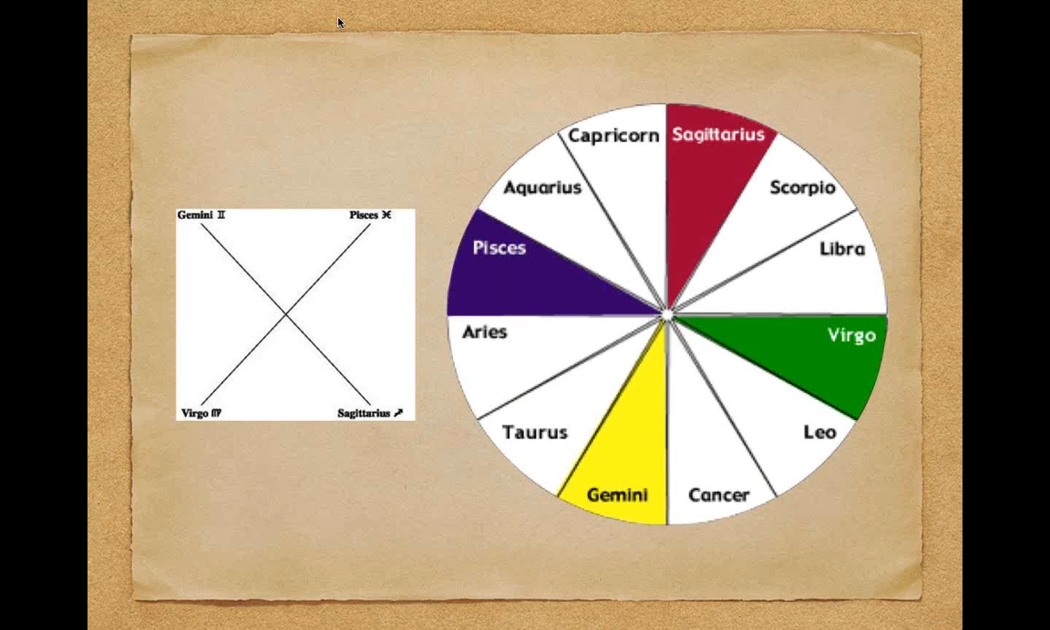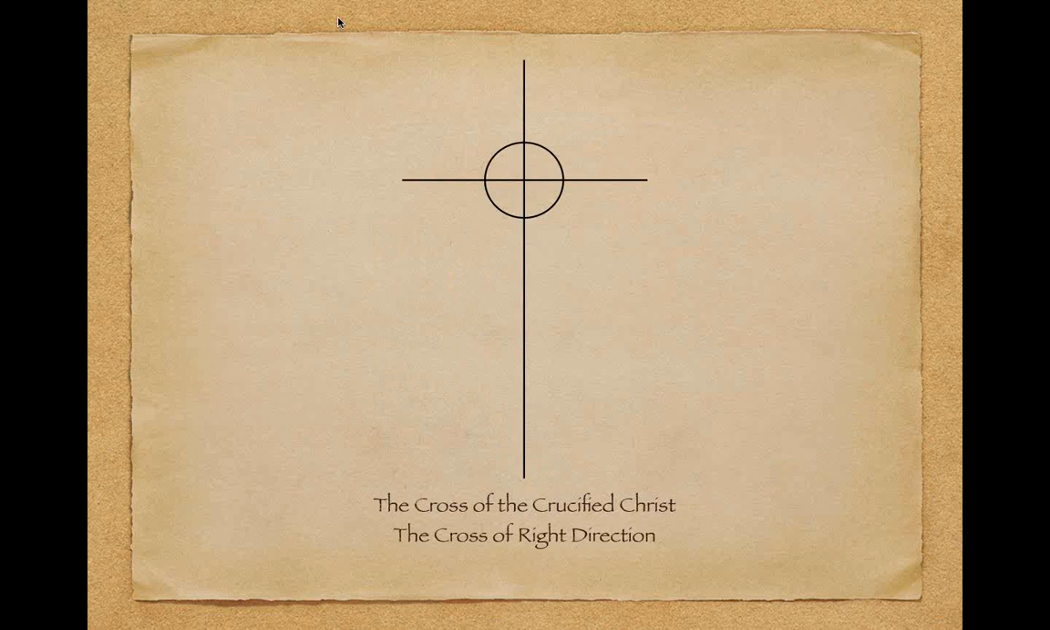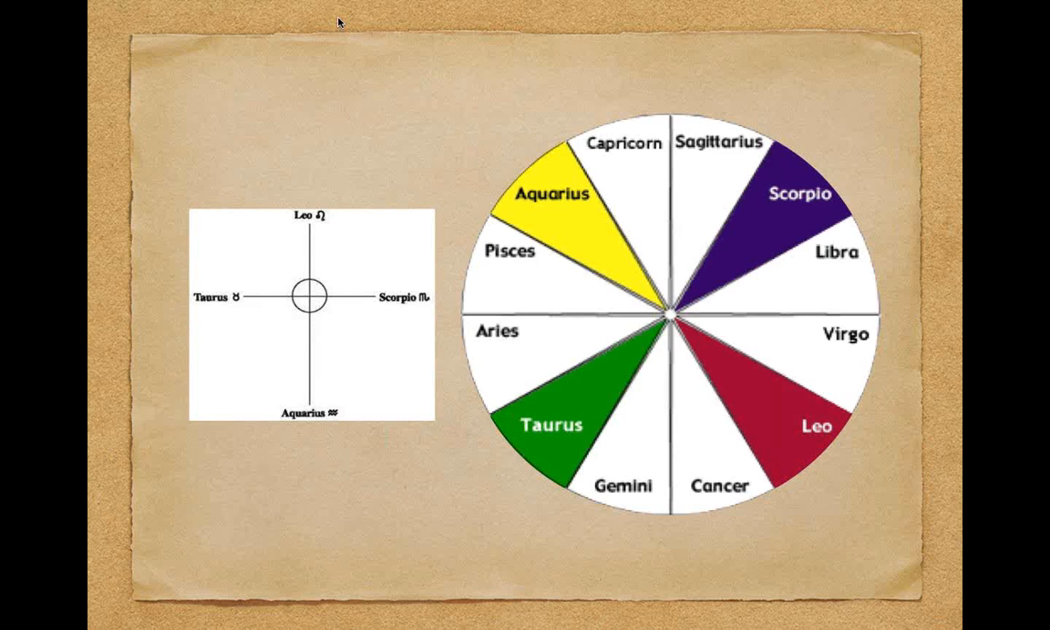The second cross, which we just analyzed, is called the cross of the crucified Christ, and also the cross of right direction. Experience on this cross is increasingly distinguished by fixed vision and immovable intent, hence its name, the fixed cross. The disciple who is on this cross becomes increasingly identified with the solar principle.